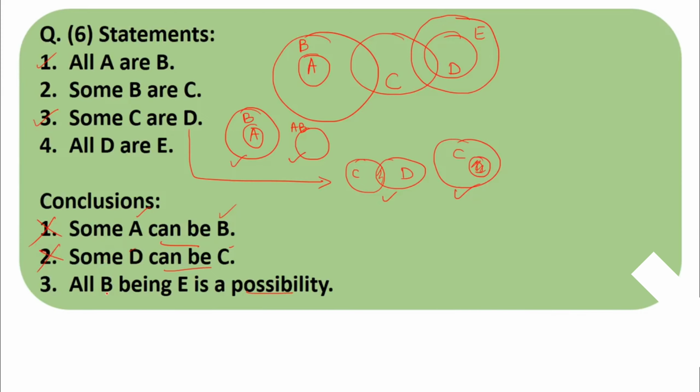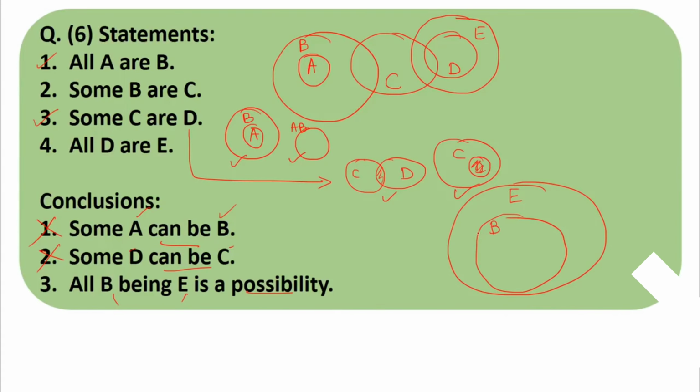Third one, all B being E is a possibility. Okay, now let us check out what they are meaning. All B being E is a possibility. Is there a relation between B and E? Absolutely not. You will see over here there is no relation between B and E. E has relation only with D. So let us try to draw a relation of B and E. What they are saying, all B being E, that means all B is E. Say if we take this as B, and if we take this as E, this is what we talk about, all B being E.